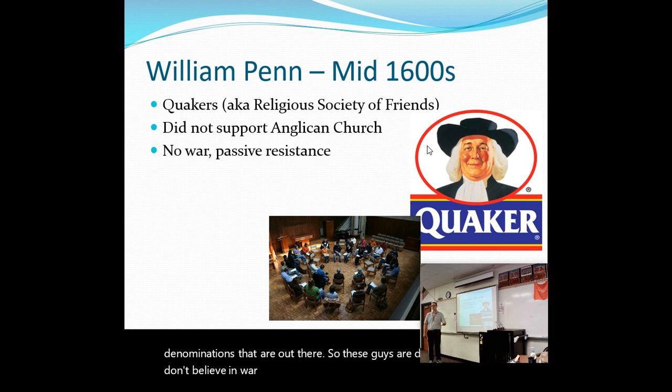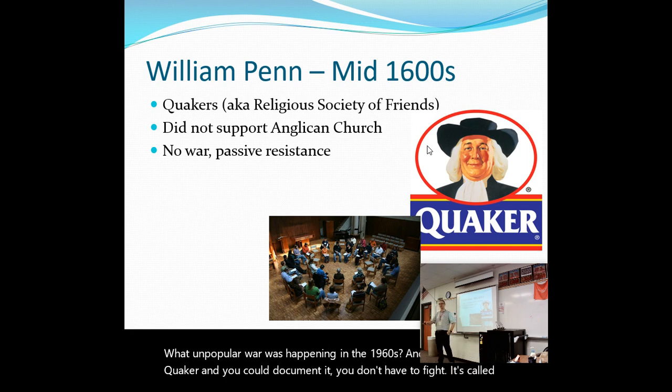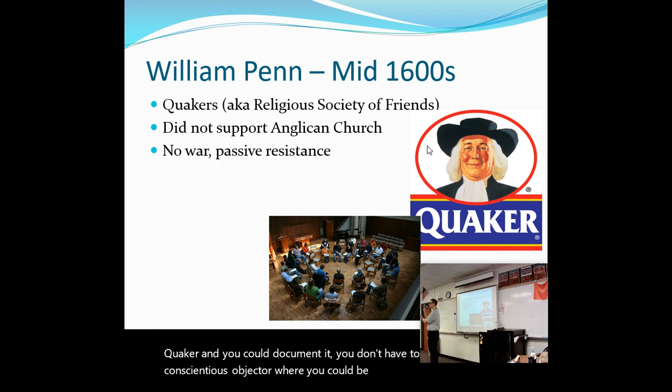By the way, an interesting side note, a lot of people claimed to be Quakers in the 1960s because if you could prove you're a Quaker, you didn't have to fight in an unpopular war. What unpopular war was happening in the 1960s? If you were a Quaker and you could document it, you didn't have to fight. It's called a conscientious objector, where you could say, no, I am a Quaker, this is my church, see, here's the program. Then you wouldn't have to fight in that war.